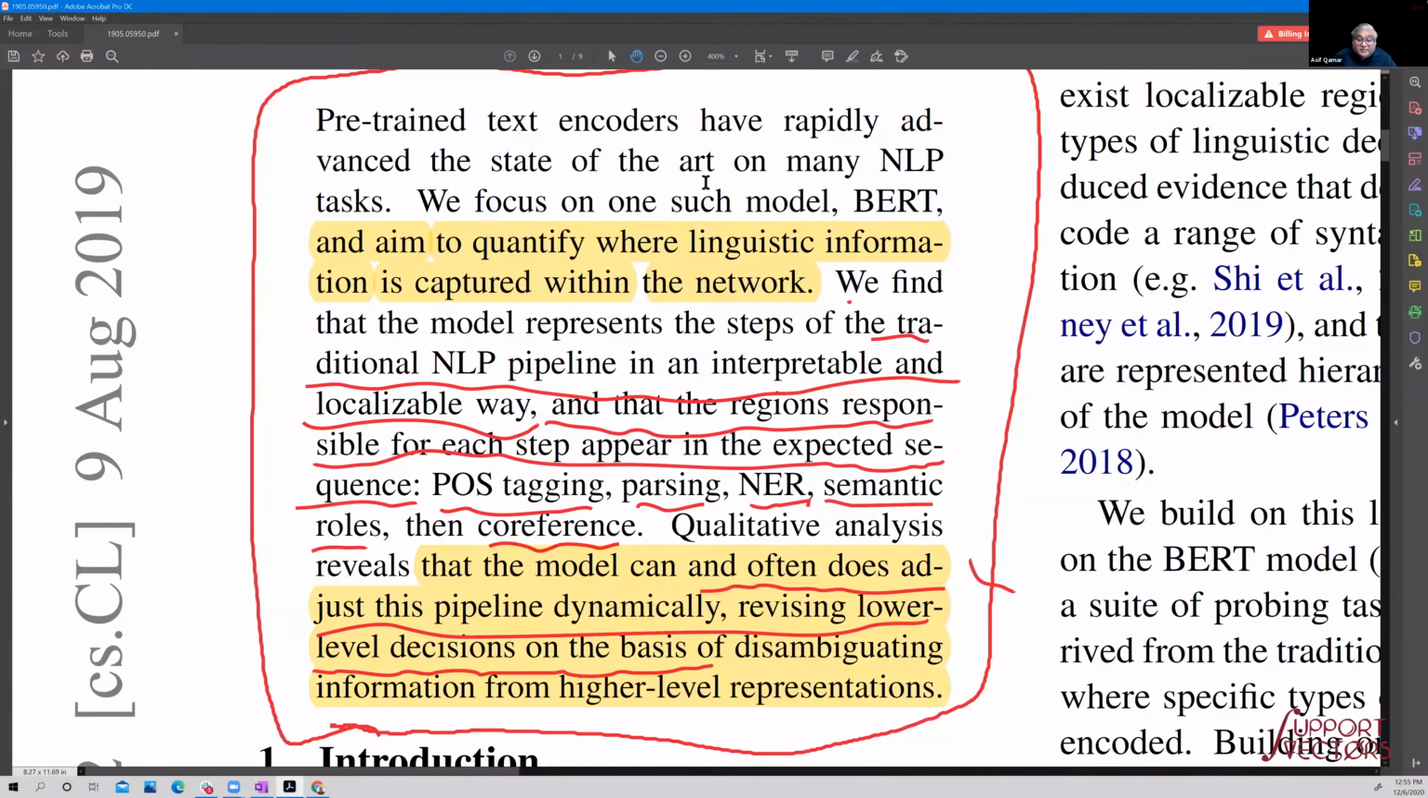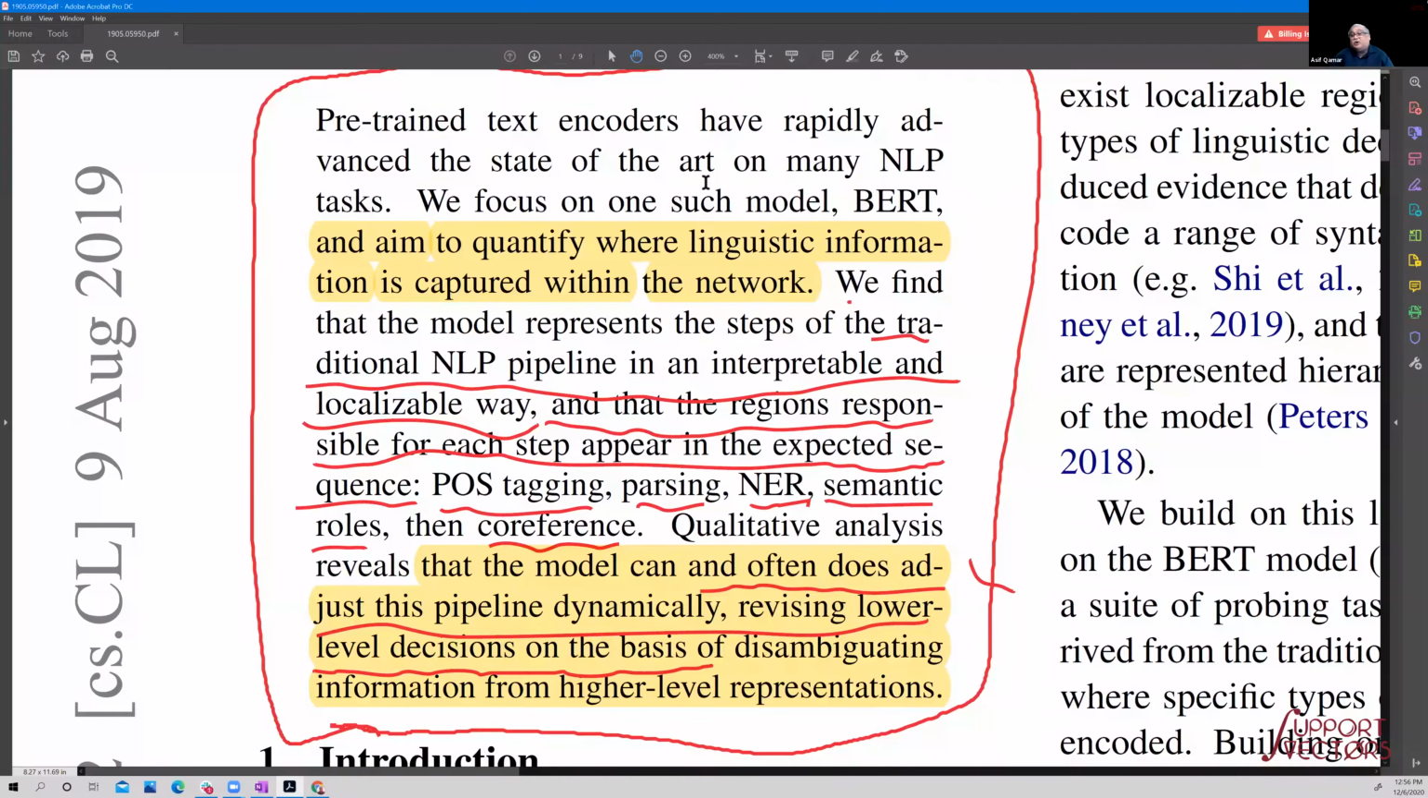We find that the model represents the steps of the traditional NLP pipeline in an interpretable and localizable way. Means they can actually identify a few layers, a layer or two, and say, okay, this is doing part of speech tagging much more than other layers. This is doing this. This is doing this. So you could localize certain activities of the pipeline to certain attention layers, encoder layers, right? And localize, and that the regions responsible for each step appear in the expected sequence.